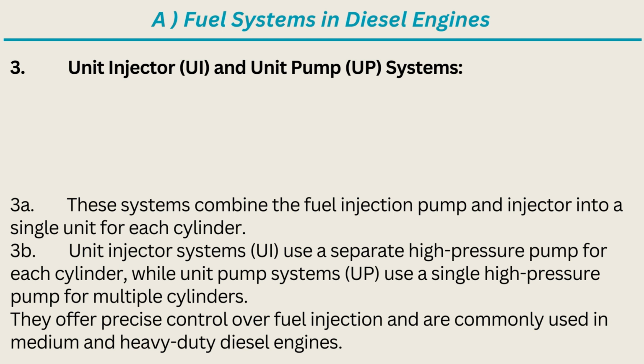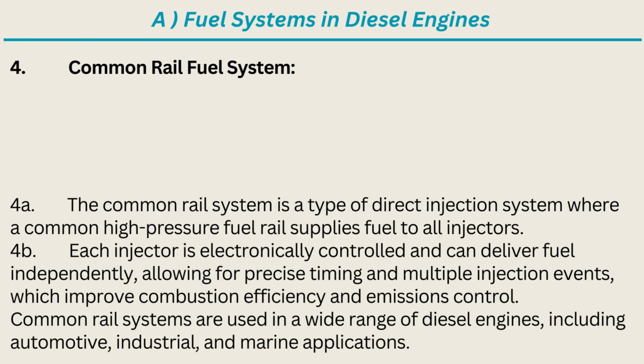3A. These systems combine the fuel injection pump and injector into a single unit for each cylinder. 3B. Unit injector systems, UI, use a separate high-pressure pump for each cylinder, while unit pump systems, UP, use a single high-pressure pump for multiple cylinders. They offer precise control over fuel injection and are commonly used in medium and heavy-duty diesel engines.